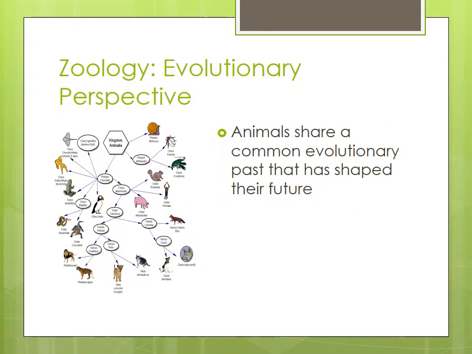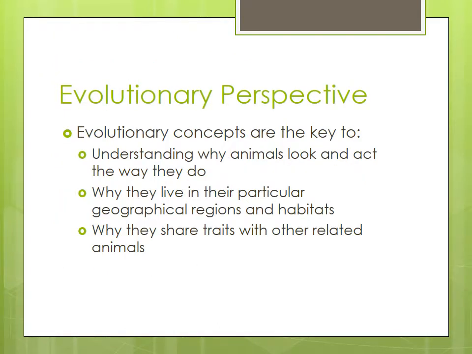We're going to start by taking a look at the evolutionary perspective. Animals share a common evolutionary past that has shaped their future. When focusing on the evolutionary aspect, we're going to focus on certain key concepts that include understanding why animals look and act the way that they do, understanding why they live in particular geographical regions and habitats, and why they share traits with other related animals. And that last one, we are going to spend a lot of time talking about as we move from one phyla to the next, taking a look at what they have in common with their evolutionary predecessor, but what is unique to them.